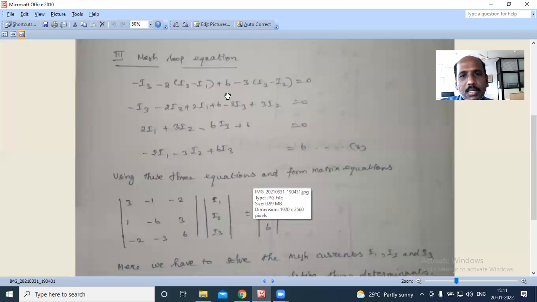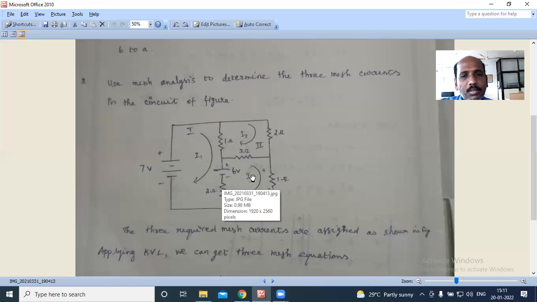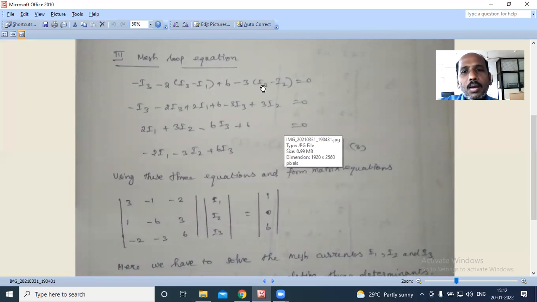Here, plus 6. Then, minus 3, the next resistor. For this resistor, I2 and I3 are flowing in opposite directions. So let us consider I3. Minus 3 into I3 minus I2. Here, minus 3. Why have I given minus 3? Since it is a resistor, I can blindly give minus 3. So minus 3 into the other two currents, minus 3 into I3 minus I2, since I am writing the equation with respect to mesh 3. So I3 minus I2, that is equal to 0. Now you group all the I1 on one side, I2 on one side, I3 on one side, just mathematically.